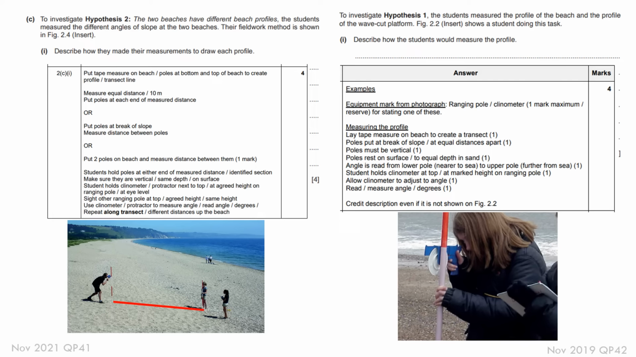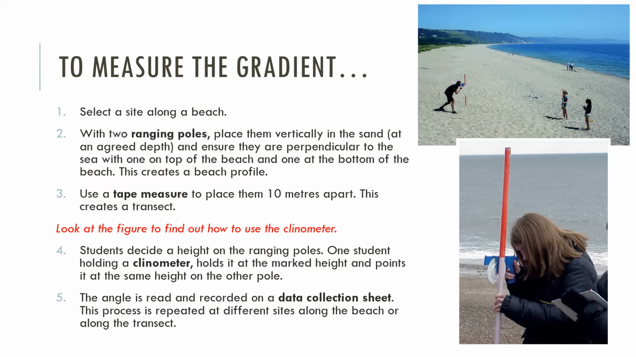So if I were to combine those various points, I would write an answer to look like this. So to measure the gradient, select a site along the beach. With two ranging poles, place them vertically in the sand at an agreed depth, and ensure they are perpendicular to the sea, with one on top of the beach and one at the bottom of the beach. This creates a beach profile. Use a tape measure to ensure they're 10 meters apart. This creates a transect.